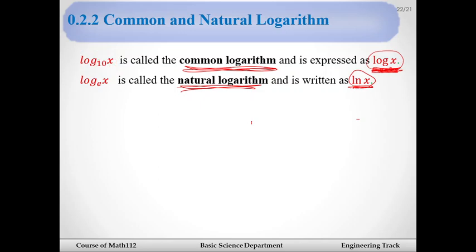If someone gives you ln x, it means the logarithm of x with base e. So these are the two common logarithmic functions, and these are the ones you see on a calculator. On a scientific calculator, you see log of x and ln of x, which mean base 10 of x and base e of x.